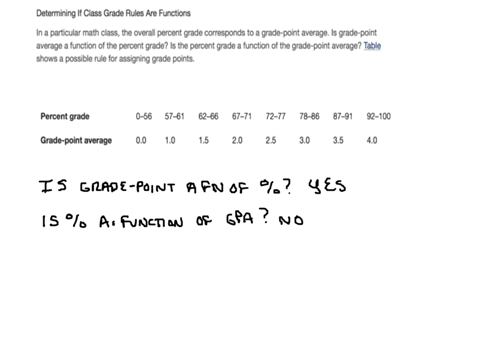Yes, you're absolutely correct. If I ask you the question, okay, I have a grade point average of 1.5. What was my percent grade? You wouldn't know what to say, would you? Because if I'm asking is percent a function of GPA, that means I would have to take GPA and send it over to percent grade, and it can only go to 1% grade. And you can see that each GPA goes to a range, multiple percent grades. So this is sending an input to more than one output.